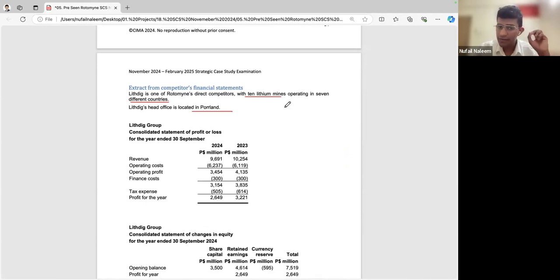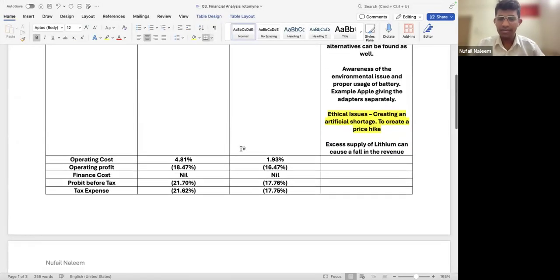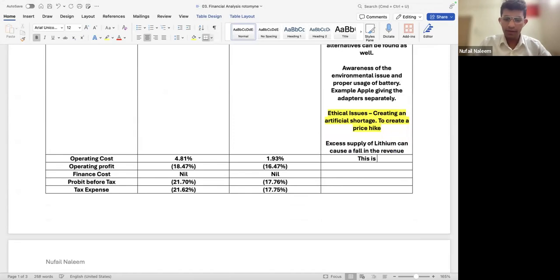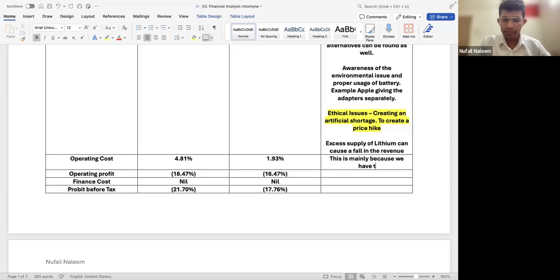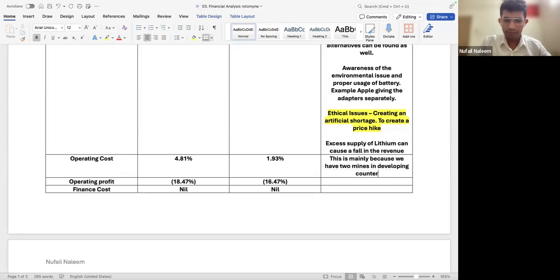Can I quickly get a confirmation from you all in the chat box, students? Are you clear with that? But if you observe our situation, 7 are in developed countries and 2 are in political instability countries. So can I quickly get a confirmation if you understood that skeptical analytical point, because that is one important aspect we have to keep in mind. So students, I'll write down here: this is mainly because we have two mines in a developing country with political instability.